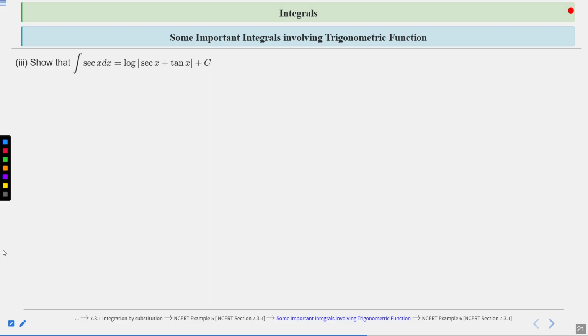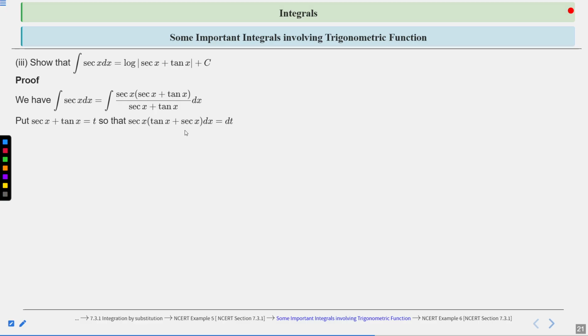Okay, so let's see how we can show that the integration of sec x dx will be equal to log mod sec x plus tan x plus c. We have the integration of sec x dx. Now let us multiply the numerator and the denominator with sec x plus tan x. So now we have the integration of sec x into sec x plus tan x upon sec x plus tan x dx.